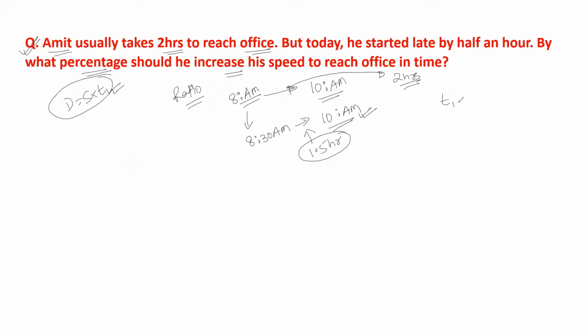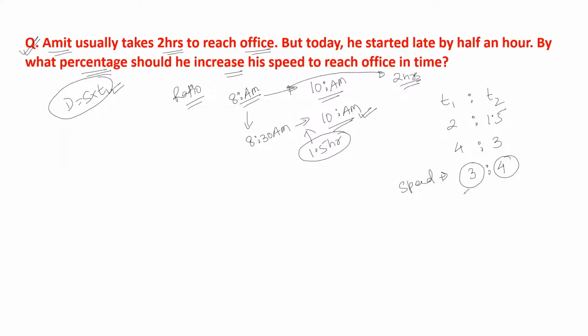Now, the ratio of the time taken is 2:1.5, which is nothing but 4:3. So the ratio of speed would be simply 3:4. So that means earlier, if he used to travel at 30 kmph, now he needs to travel at 40 kmph to reach office in time.